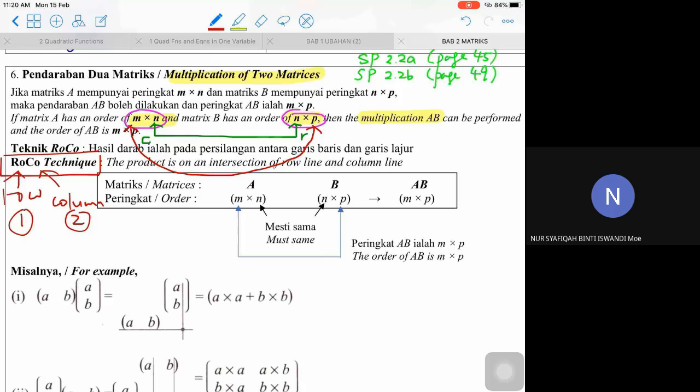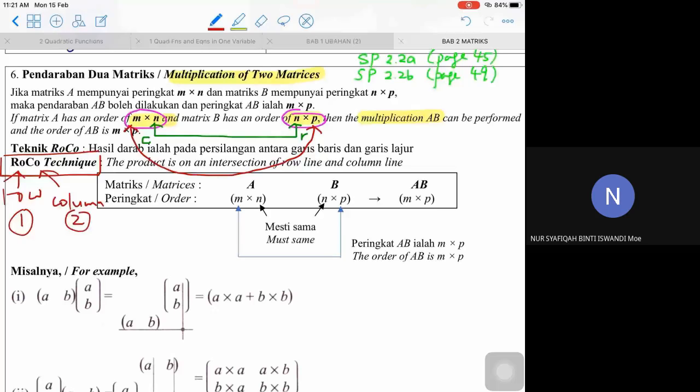If you look at the small table here, the matrices are A times B equals AB. The order of matrix A should be m times n, and matrix B is n times p. So the n should be the same. And then the product of the multiplication should have the rows of the first matrix times the columns of the second matrix, so m times p. That is the order of multiplication for two matrices. Now we can look at the example here.